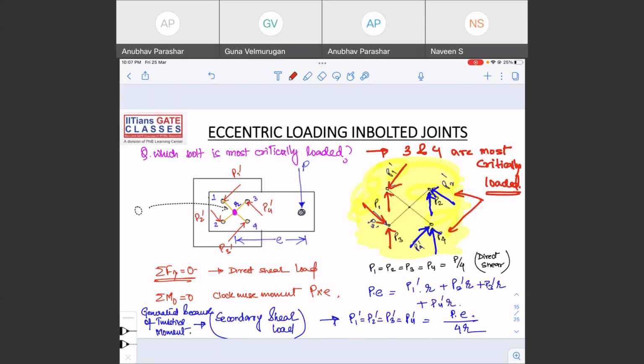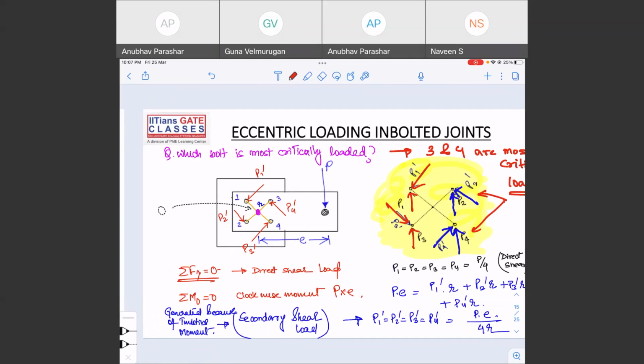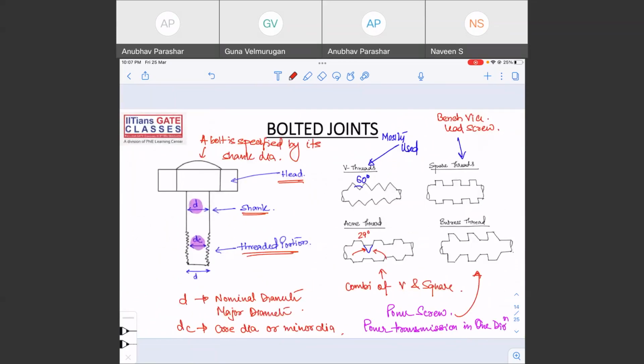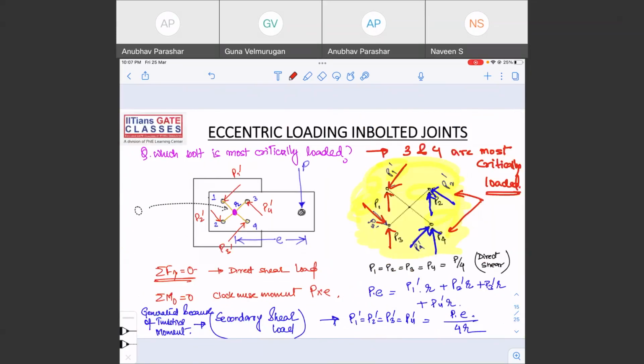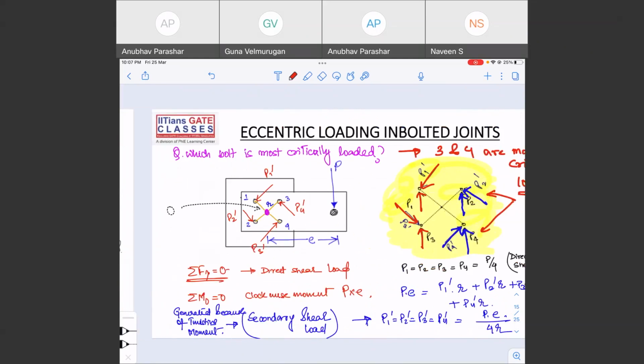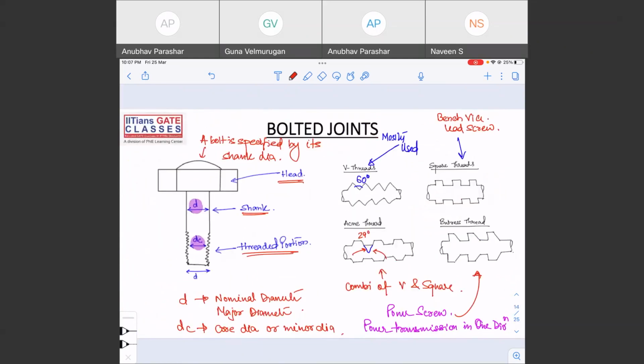Is it clear, all of you? Okay, good. One more question that can be asked is a theoretical question, that is, give me the answer here itself. I put the question here. Let's go ahead and get on the question.